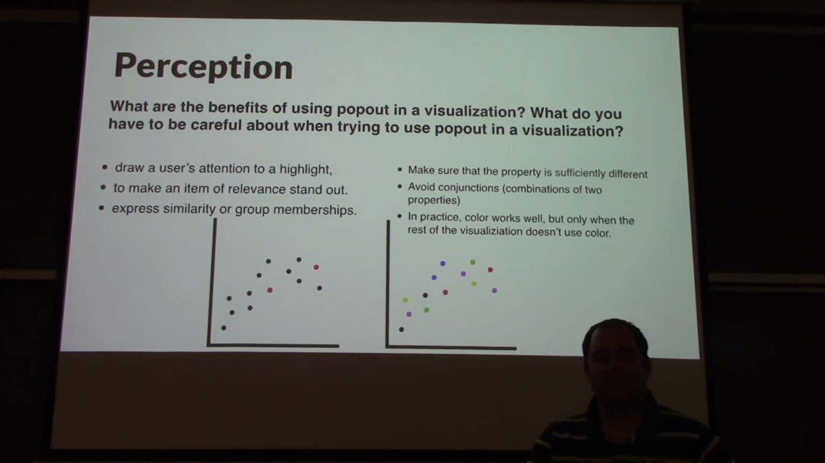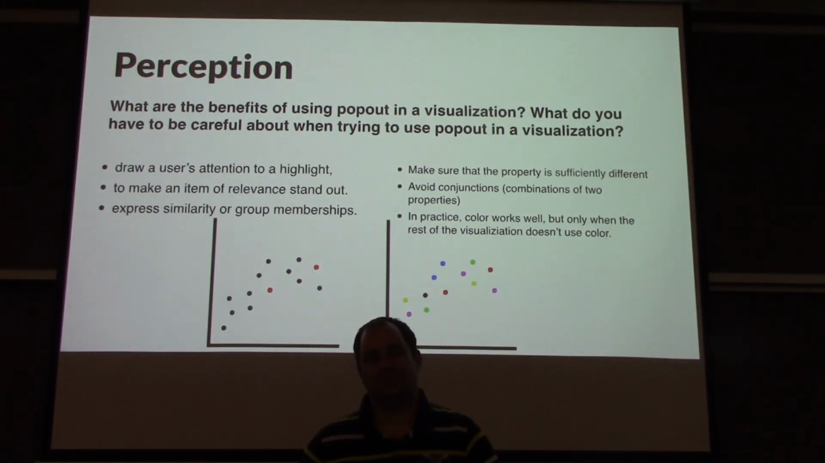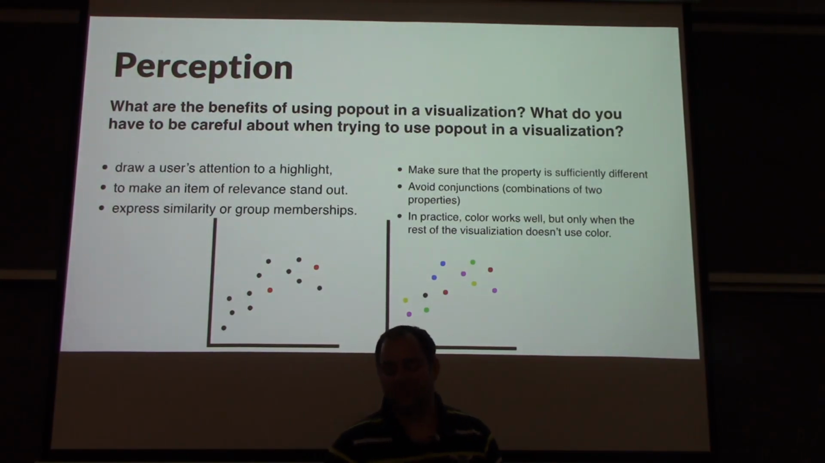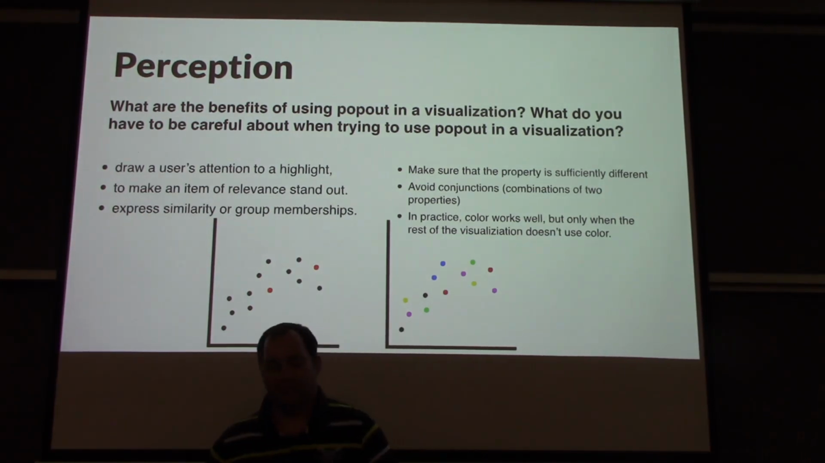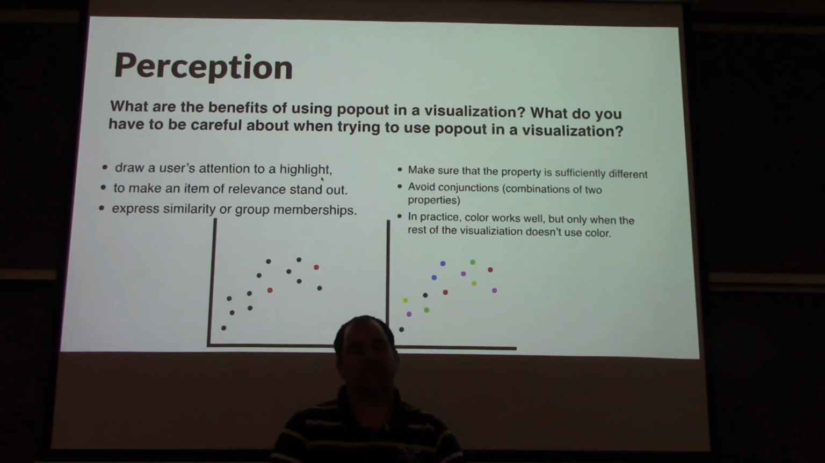So why do we care about pop-out for visualization? Pre-attentive processing. Yes, but why? To highlight. It draws attention to something that you want the viewer to see. Exactly. So if I want to highlight something, I can use a pre-attentive property or a pop-out property to simply draw people's attention. And we have to take care of actually using it properly, right?